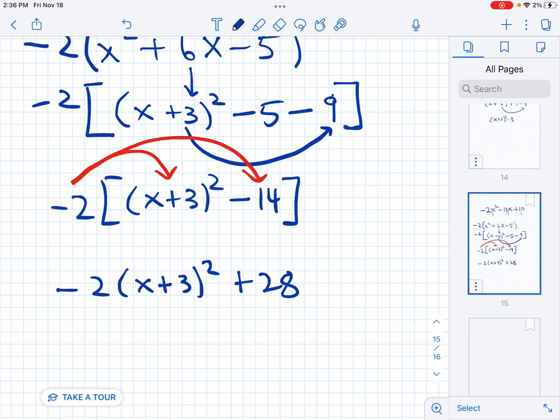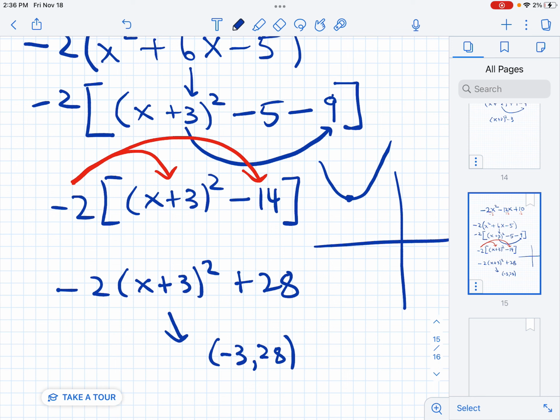Now that it's in vertex form, I can find the vertex really easily, right? If I wanted to find the vertex, it's going to be at -3, 28. So if I was to graph this, the vertex would be somewhere like that.